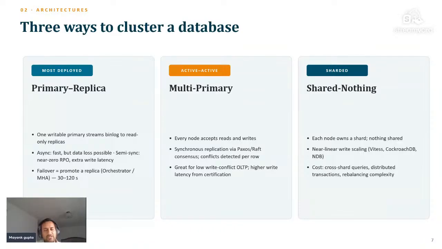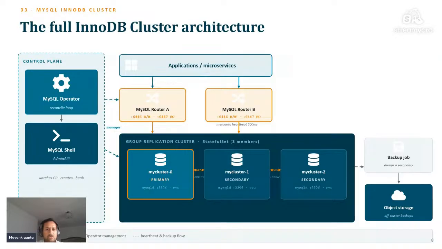Primary, multi-primary, and shared nothing. I'll talk about it in the next slide with the diagram. So this is the actual database full sketch diagram, and this is also an example of InnoDB cluster. So what's going on here?